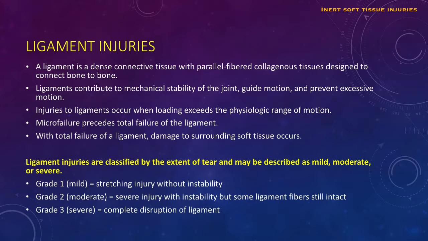Grade 2 is more moderate, and this is you have some degree of instability, but the majority of the ligament is still intact. So you could have a little bit of a slide, but it looks like, you know what, it's still intact. It's not sliding a whole lot. A grade 3, which is a severe, is going to be a complete disruption. You've completely torn that ligament.